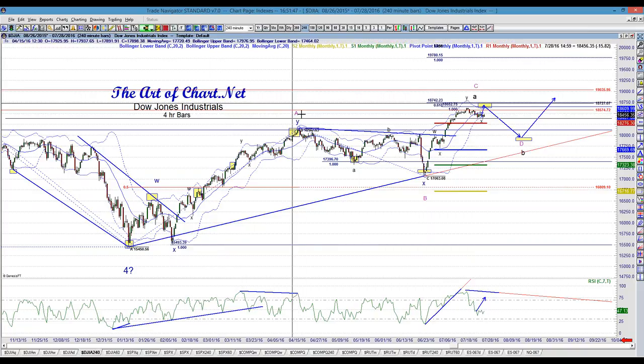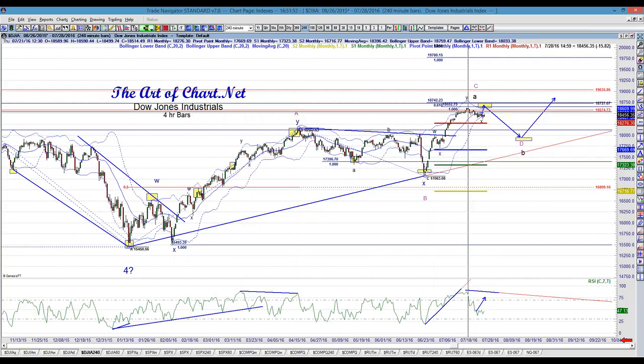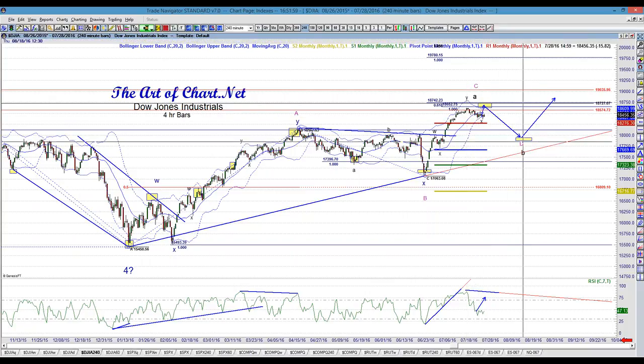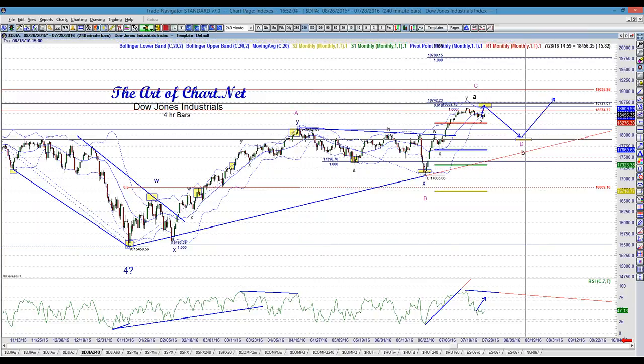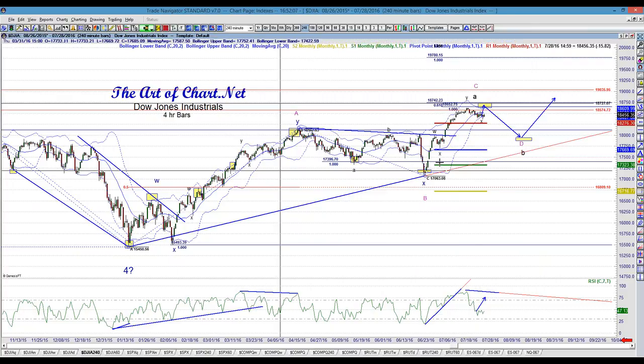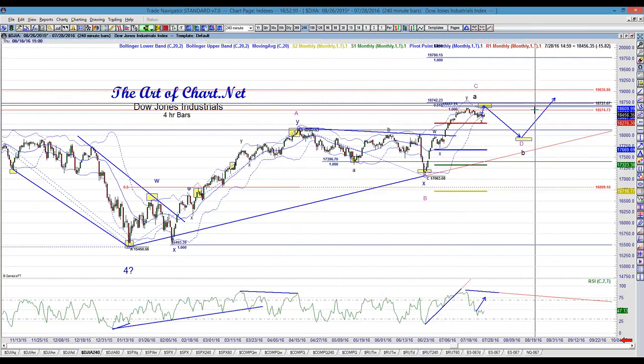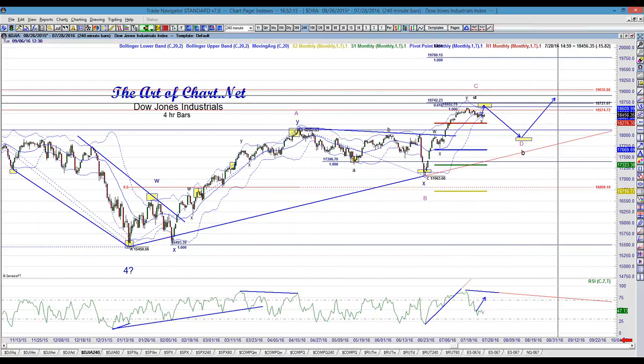So 3 waves up for the A, 3 waves back for the B, 3 waves up for the C, if it's ended here, which it may have, who knows. I would look for a 3-wave down to the D, which would be shorter than A to B. Then I'd look for a shorter wave higher, shorter than the 3rd wave. So this could be a contracting ending diagonal, an A, B, C, D, E. That would make sense to me because of the low numbers we're seeing on 52-week highs.